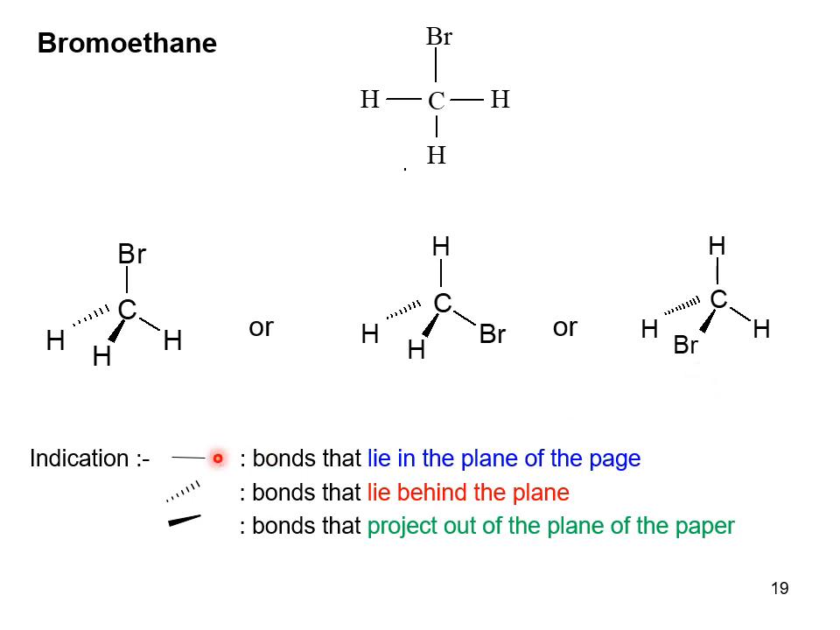So this line formula is bonds that lie in the plane of the page, while the wedge dash is a bond that lies behind the plane. So line, behind the plane. Remember, point in, and then for the wedge dash, point out is the bond that projects out of the plane of the paper.